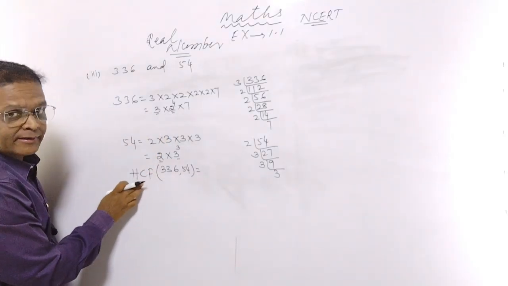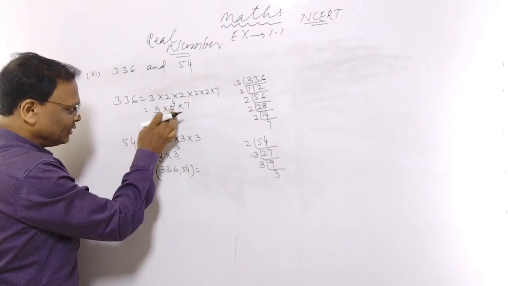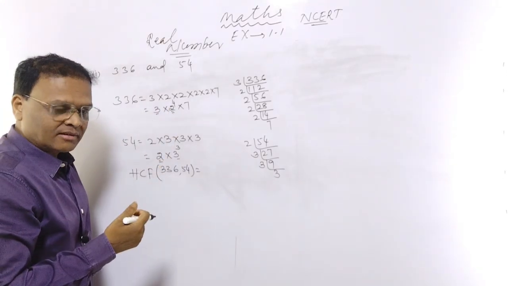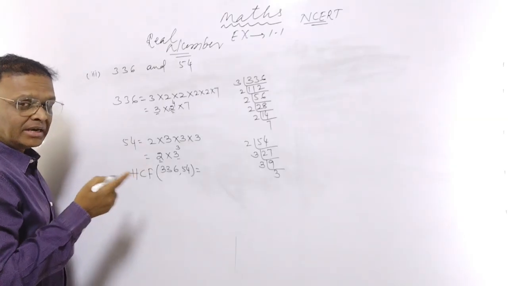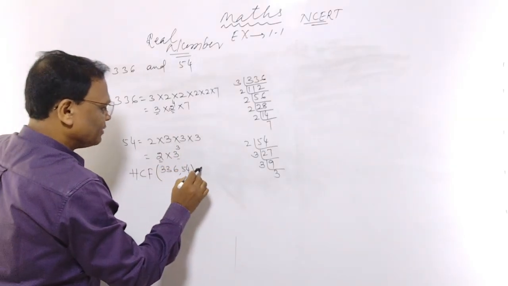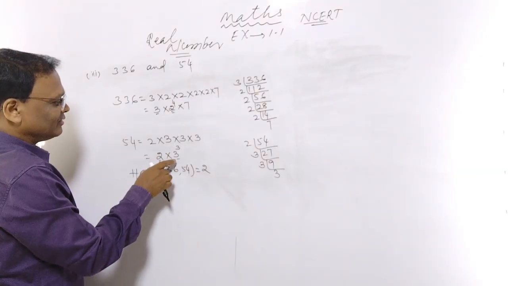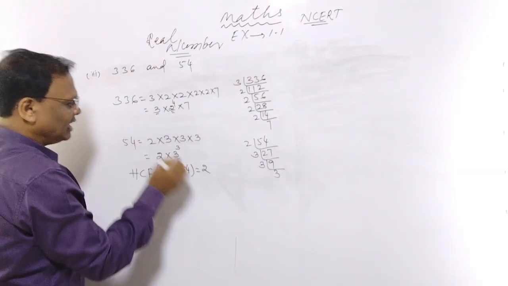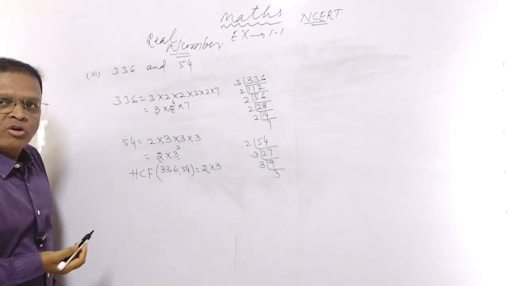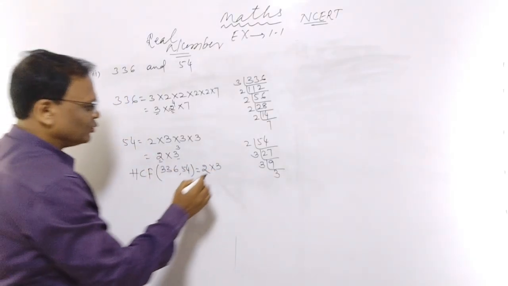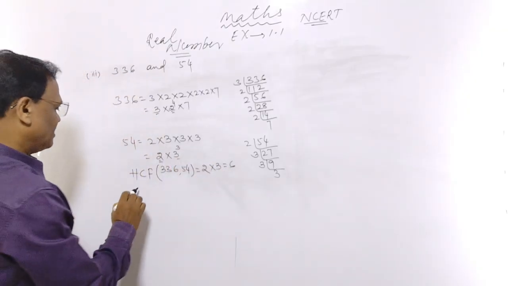Okay, these two are common. 2 is here, 2 is here also. But which of these two do we select? The power which is the least power. Again I repeat, least power. That means I take only 2 because its power is smaller. Similarly, out of these 2, I take only 3. There is no other common, only these two are common. So 2 times 3 is 6. My HCF I got is 6.